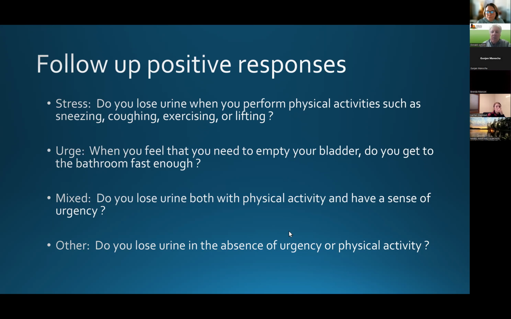And then if you identify somebody that loses urine in the absence of either urgency or physical stress, then you have to really start thinking about serious neurologic problems. And that's where we're getting into what we call the red flag symptomatology, a lot of times associated with spinal cord lesions from cancer or other conditions.